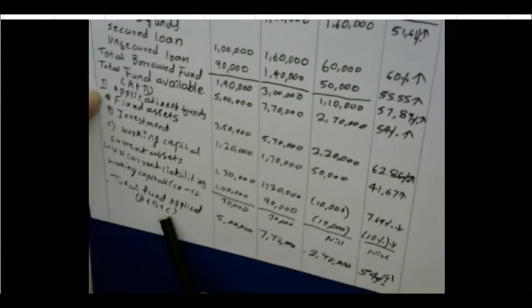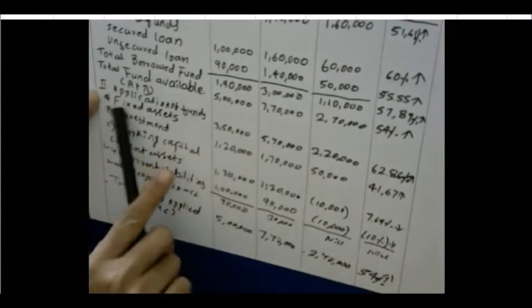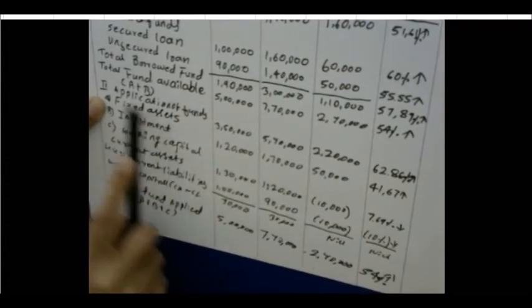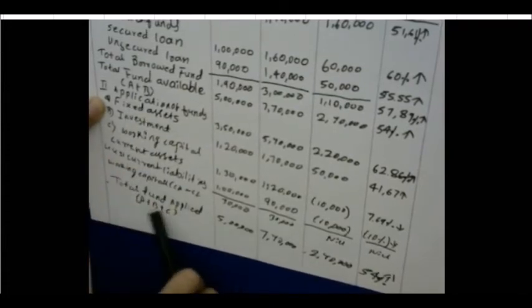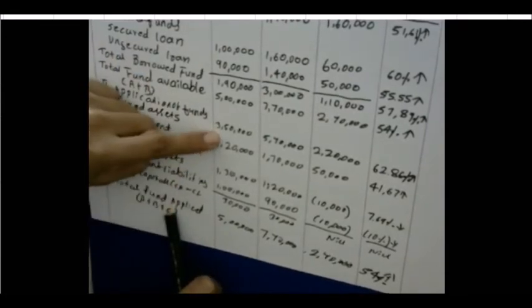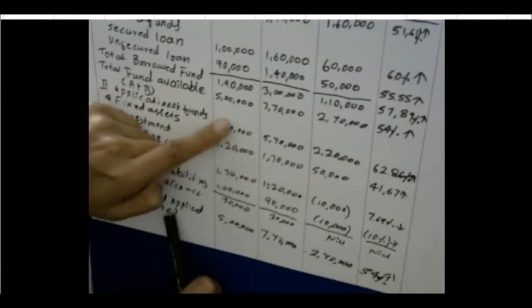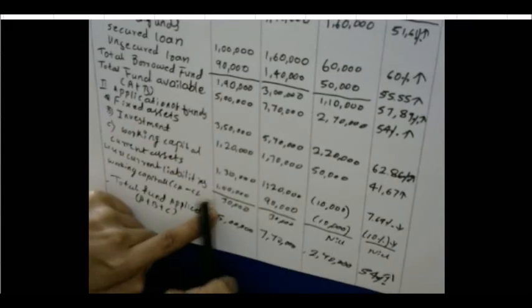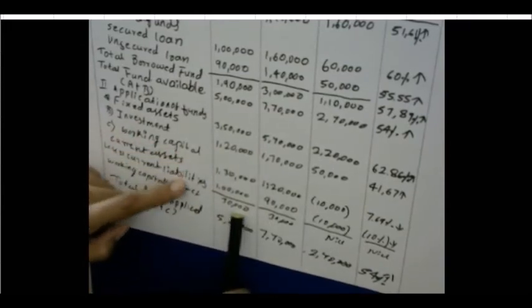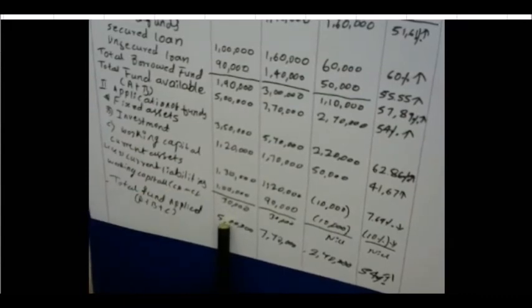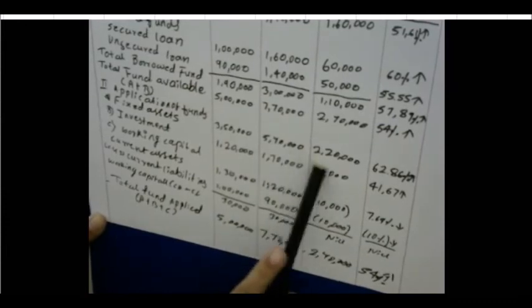So total fund applied here. This is fixed assets A, investments B, C working capital. A plus B plus C equals total fund applied. So 3,50,000 plus 1,20,000 is 4,70,000, plus C working capital, this is 30,000 rupees. So total amount is 5 lakh rupees here. So here it is 4,70,000 plus 30,000, it is 5 lakh rupees.